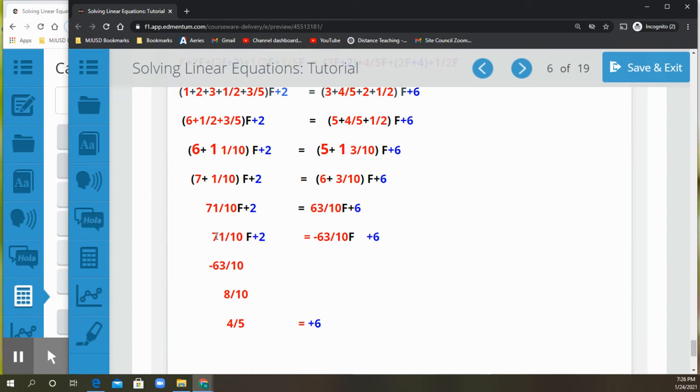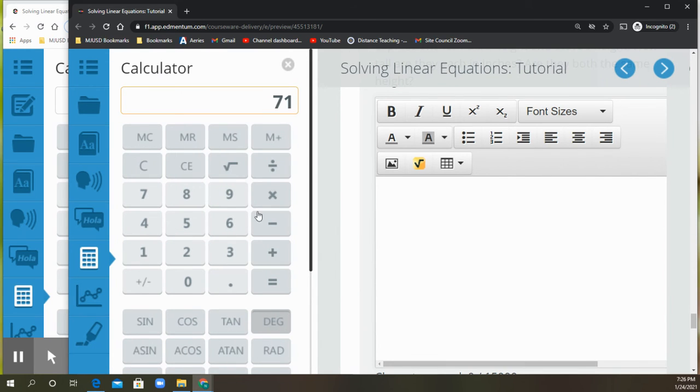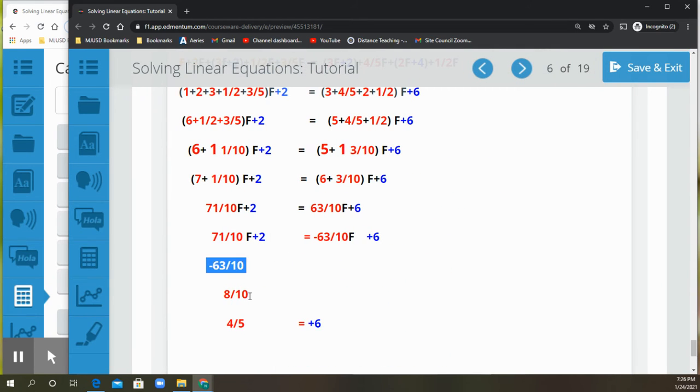Okay. So once we take 63 tenths away from 71 tenths, 71 minus 63 is 8. 63 tenths subtracted from 71 tenths is 8 tenths. 71 minus 63 equals 8. Then we reduce that down to 4/5. It's simple, divided by 2. 8 tenths is the same as 4/5. So now we have 4/5 f plus 2.